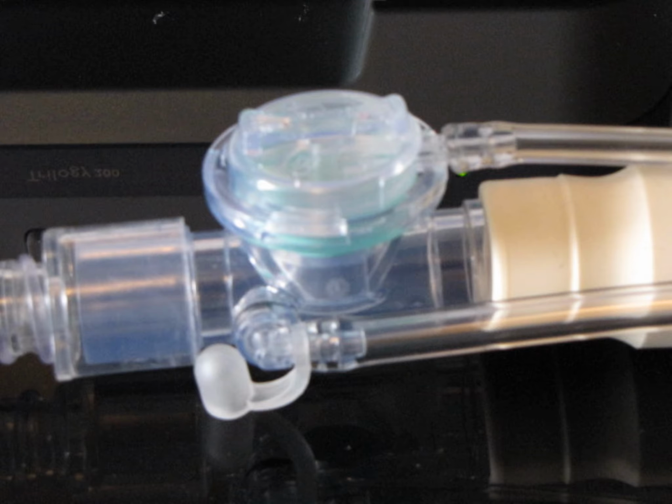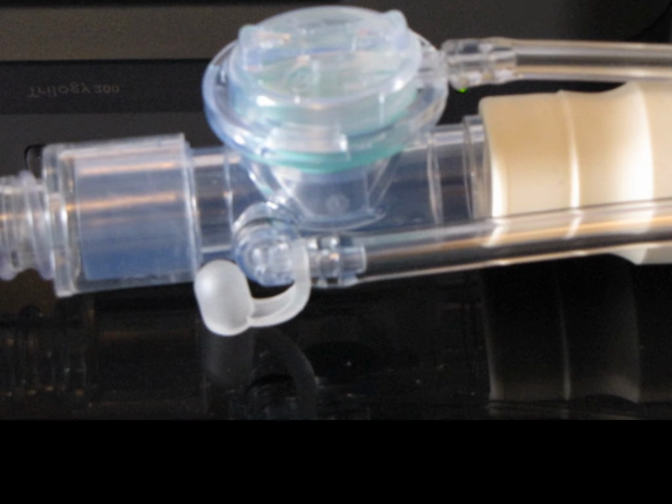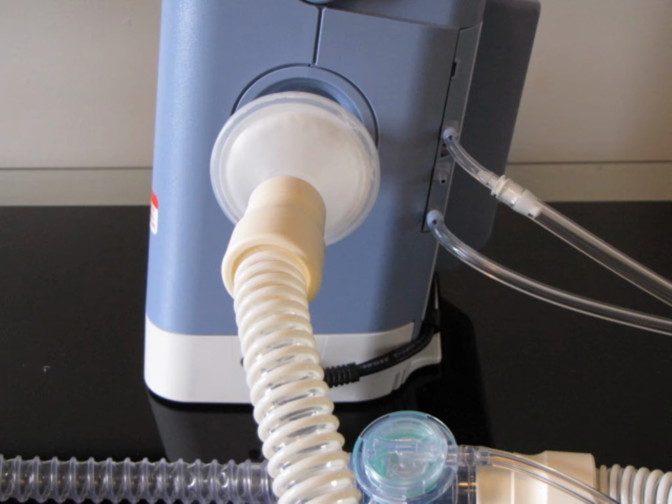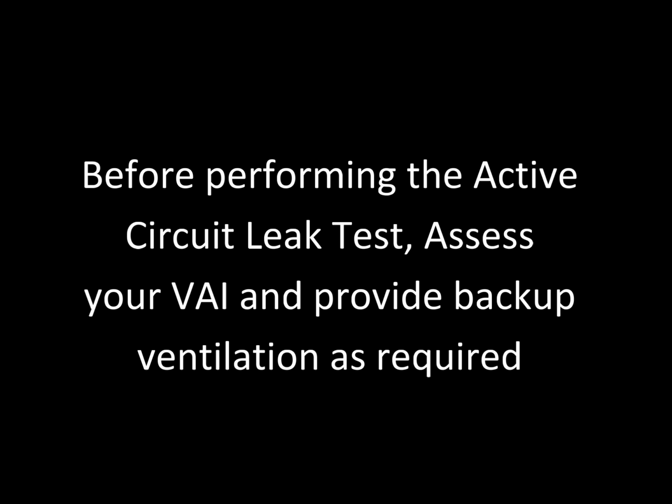Let's look at the active PAP circuit. The active PAP circuit is a single limb circuit with both an active exhalation valve and a proximal pressure line as well as an exhalation valve line. Before performing the active circuit leak test, assess your ventilator-assisted individual and provide backup ventilation as required.